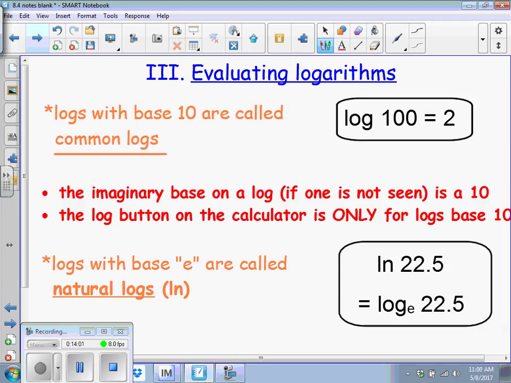There are 2 special types of logs. In your calculator, when you hit the log button, you don't see a base. There's an imaginary base. It's not really an imaginary number. The base is 10. If you just see log of something, like right here, log of 100, there's an imaginary base of 10 right there. They just don't put it. That's called the common log. The common log is base 10, and you don't write base 10. Although you could, but if you don't see a base, that means it's base 10.